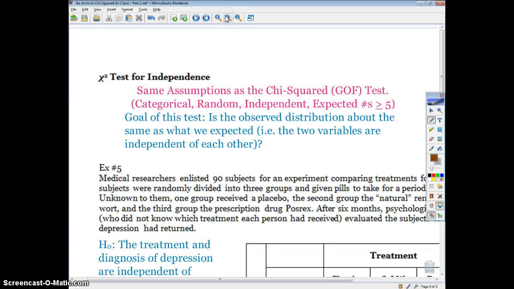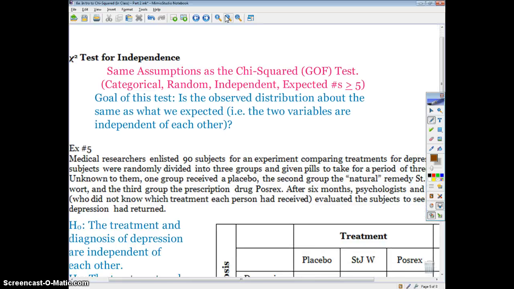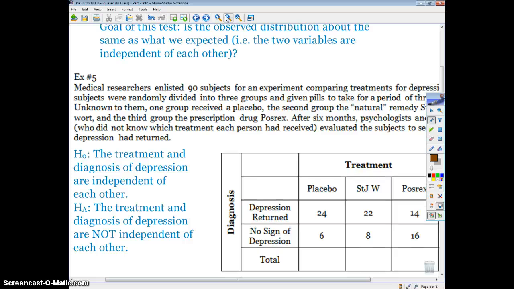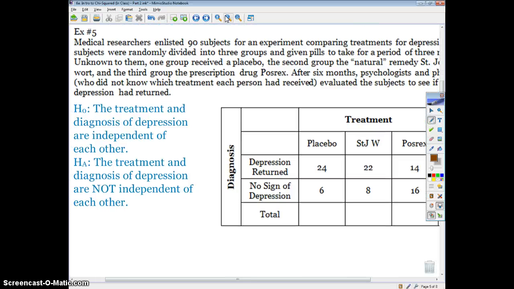All right, so we've got this chi-squared test for independence, and this has the same assumptions as the previous ones. Only now we're dealing with much bigger tables of data. Okay? All right, the goal of this test is to see, is the observed distribution about what we expected? Okay? So it's a combination between the goodness of fit test and the homogeneity test. Okay? Now, basically, what we're saying is, are the two variables independent of each other? All right? Let's take a look at the first one, or the fifth one if you're keeping track.